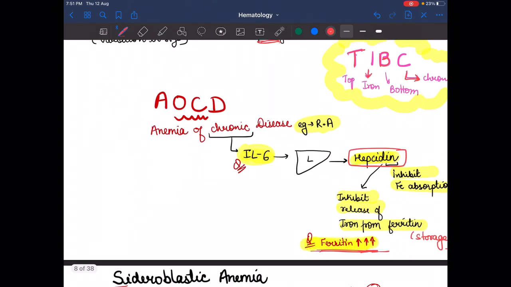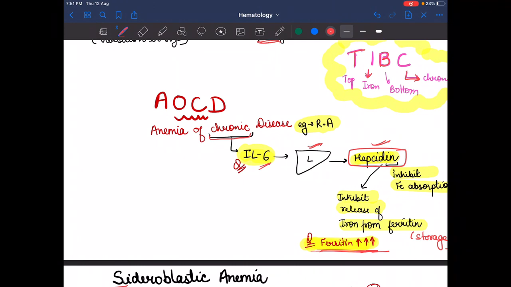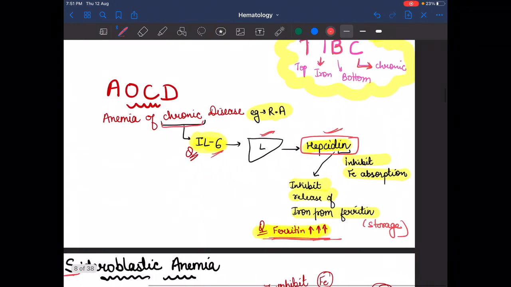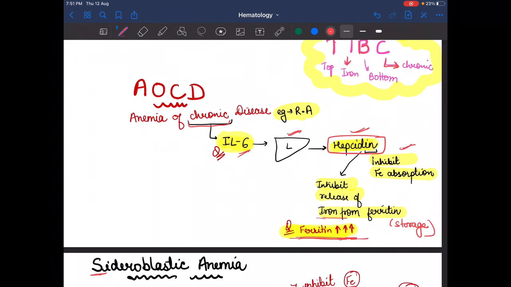Now the next microcytic hypochromic anemia condition is AOCD. AOCD means anemia of chronic disease. As it is a chronic condition, interleukin 6 will play a role in this. Interleukin 6 goes to the liver and releases hepcidin. As we all know, hepcidin decreases the absorption of iron, and also does not give us permission to use our storage form. So it inhibits iron absorption, and it also inhibits the release of iron from the storage form. That's why ferritin is going to increase.